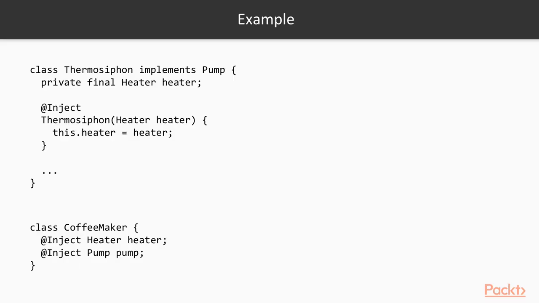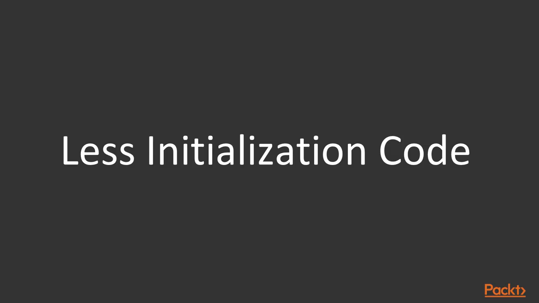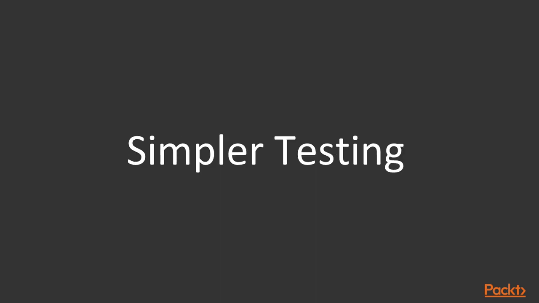So for example, here we have a coffee maker that needs a heater and a pump, and we have a pump that needs a heater as well. But instead of manually initializing these dependencies and creating instances, setting the correct fields with the right instances, we can let the dependency injection framework do that for us. So in the end, it's going to be less initialization code, and it could make testing simpler because now dependencies won't be hardwired to the code base and its environment.